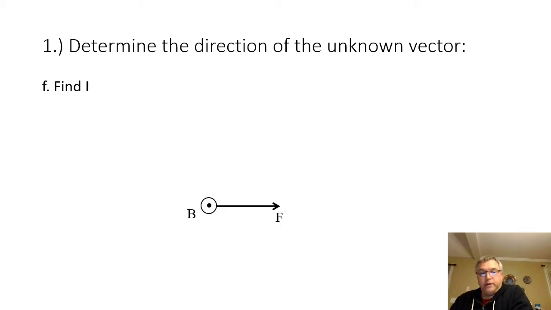Part F gives us the direction of the magnetic field, which is in the positive z direction. It gives us the direction of the force, which is in the positive x direction, and is asking us to find the direction of the current. So if the magnetic field is in the positive z direction, my palm wants to face away from the screen. So my palm is facing away from the screen. My thumb wants to be pointing in the positive x direction or to the right. And my fingers are showing the direction of the current, which is in the positive y direction or upward.